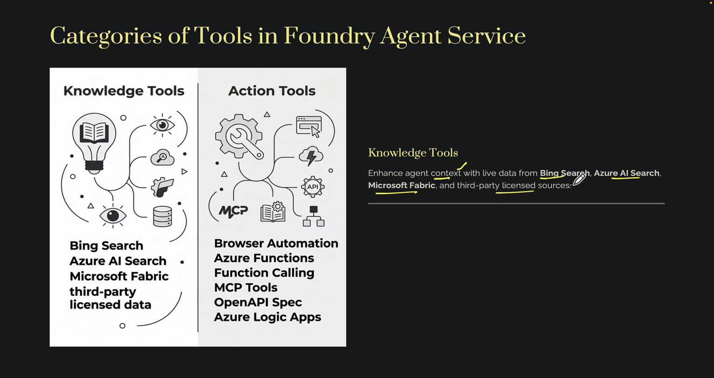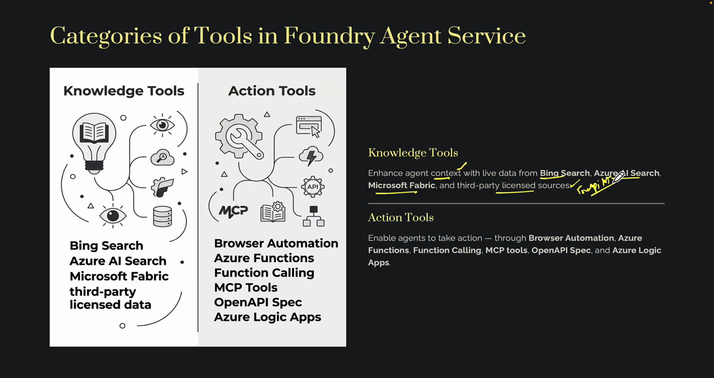And also you can use third-party licensed sources, like Trustpilot is another one which has actually gone with it, and we did have some demos on that previously. And obviously the execution part comes from the action tools. Now action tools are like you can use browser automation, you can use Azure Functions, MCP tools, which is Model Context Protocol, OpenAPI. So if you have OpenAPI spec related tools, you can actually use those as well. So for the moment, just try and understand that these are two types of tools that are used. Now we will take a look again in a demo.